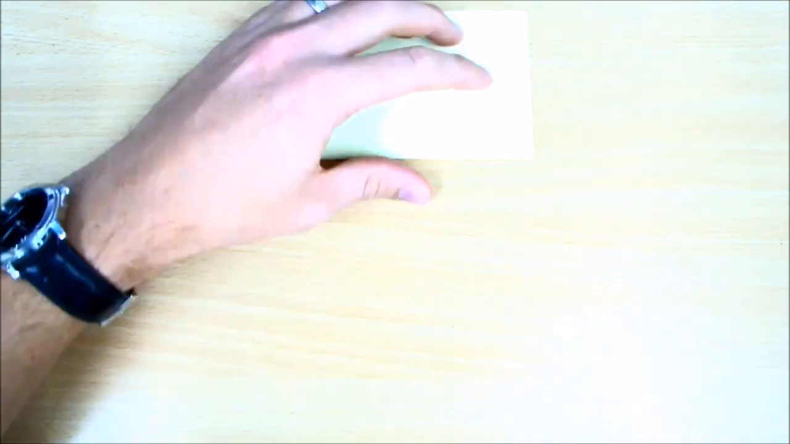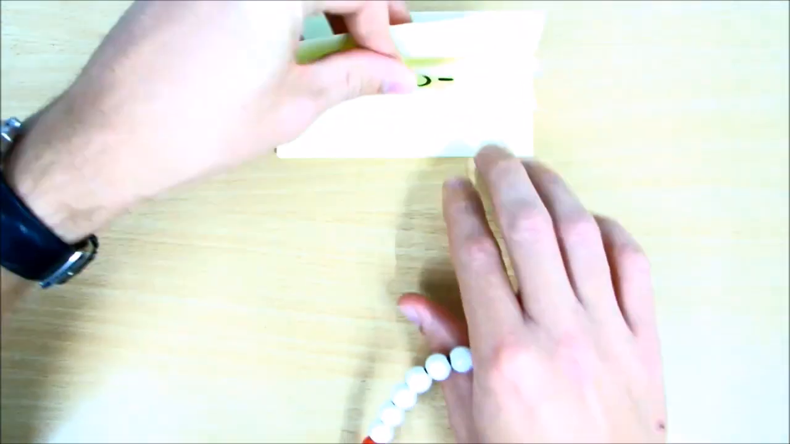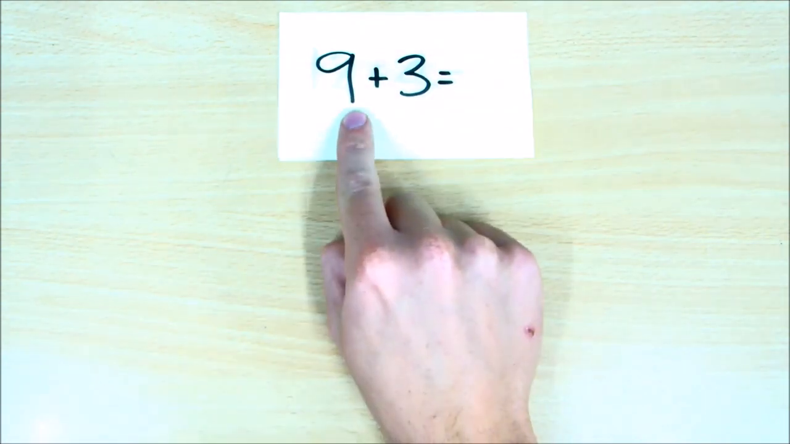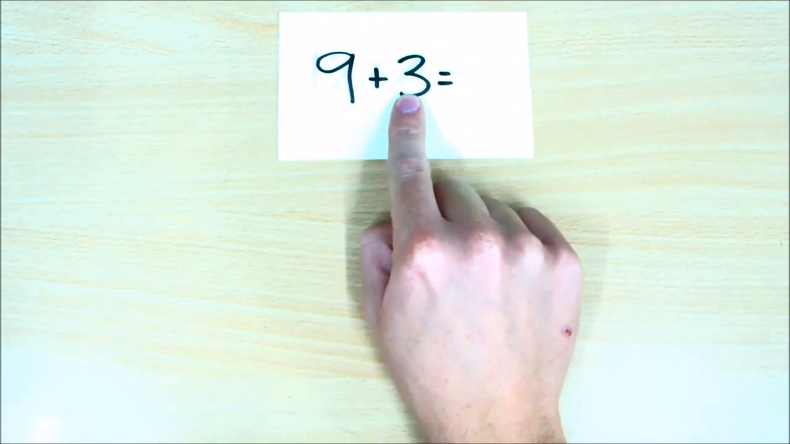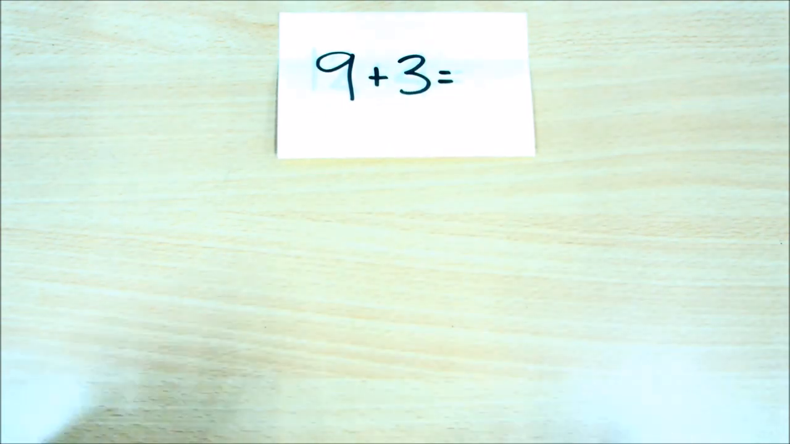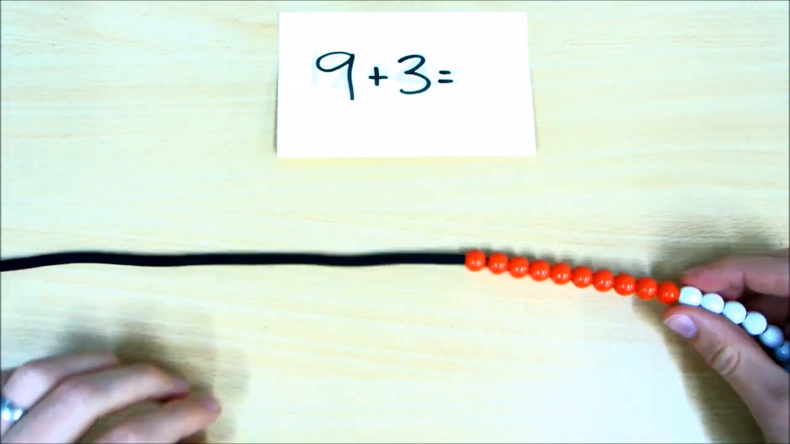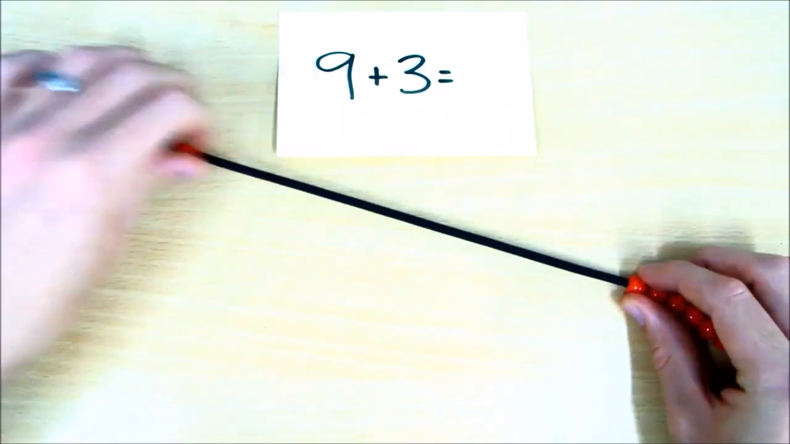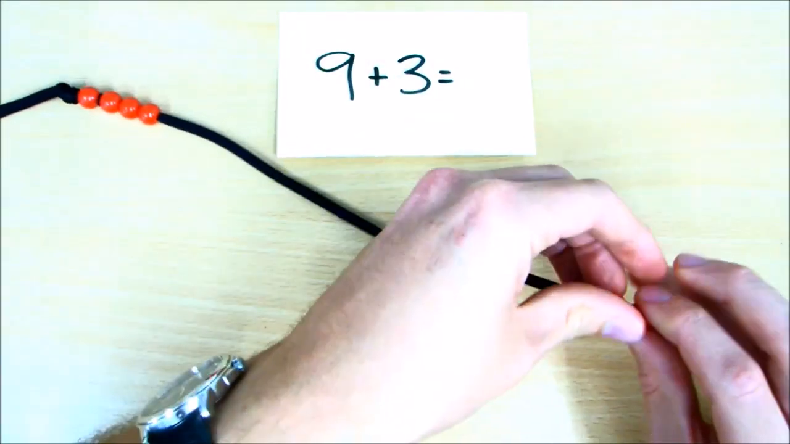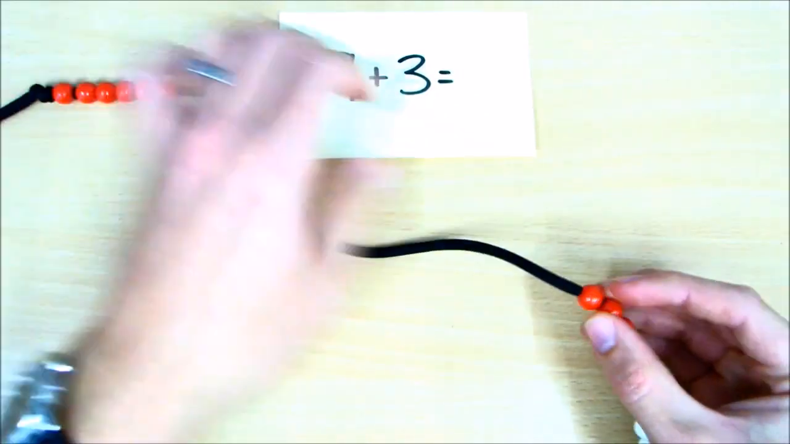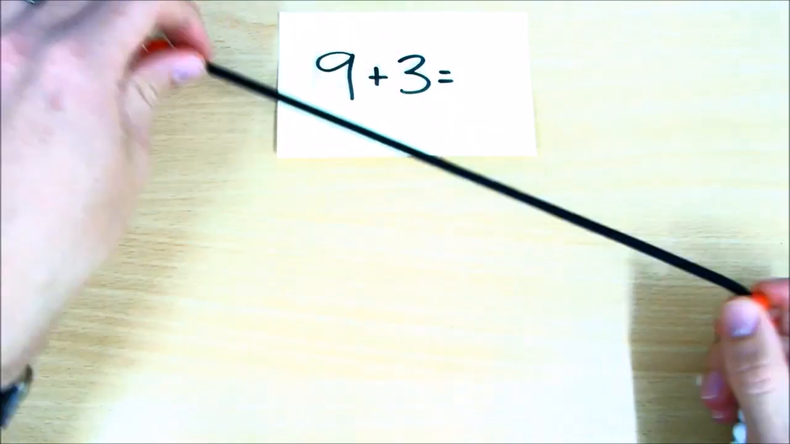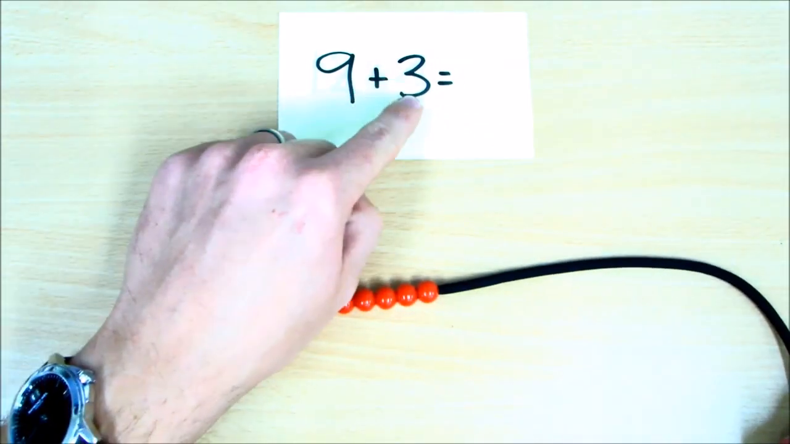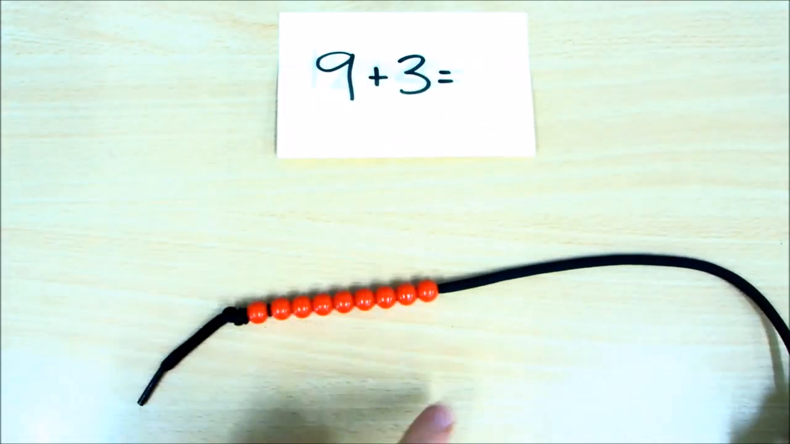Okay, let's have a look at the first question. So the first question is 9 add 3. So what we'll do with our bead string is we're going to count 9. So 1, 2, 3, 4, 5, 6, 7, 8, 9. And then we're going to make sure we add 3 more beads to the total number of beads.